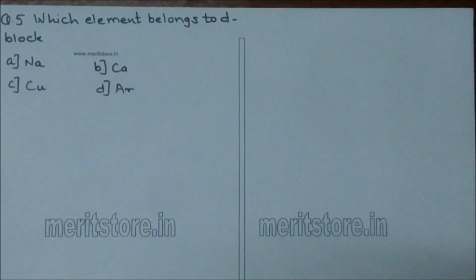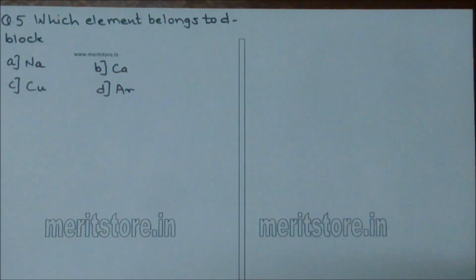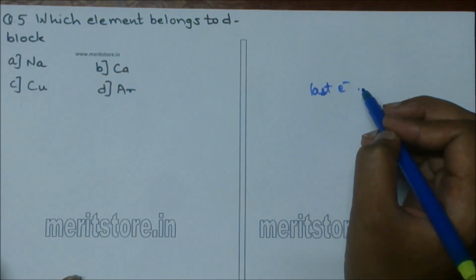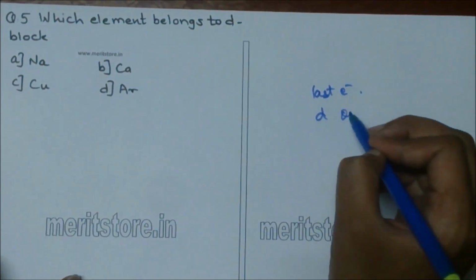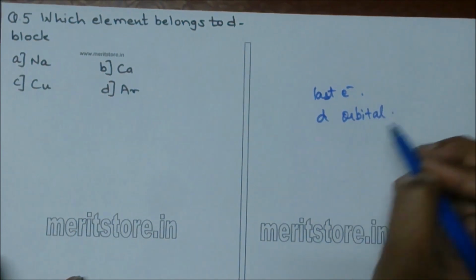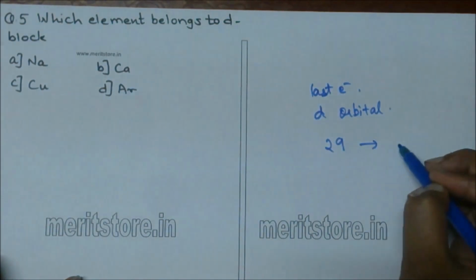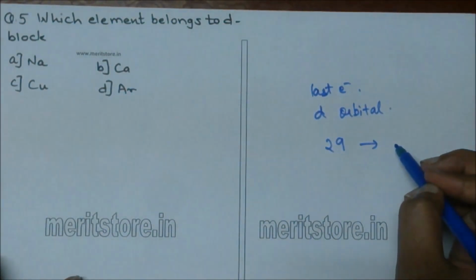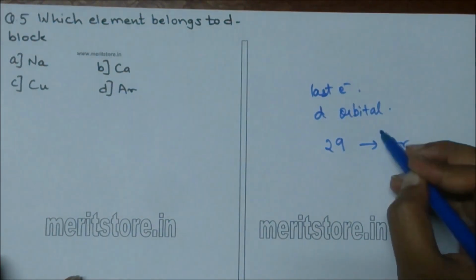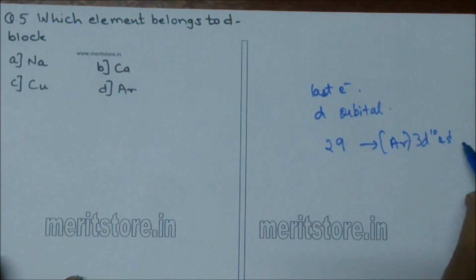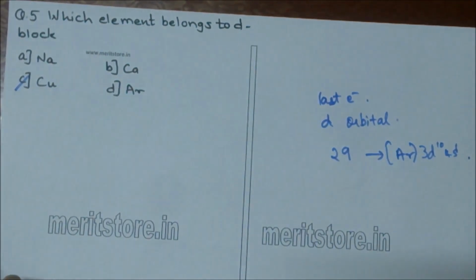Question number 5. Which element belongs to d block? A sodium, B calcium, C copper and D argon. Of all these elements, copper belongs to d block because the last electron enters the d subshell or d orbital, as atomic number of copper is 29. So the electronic configuration will be argon 3d10 4s1. So option C is the correct answer.